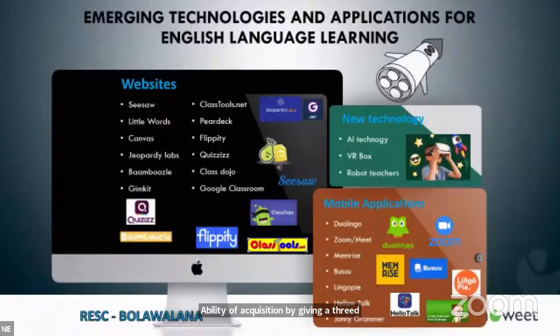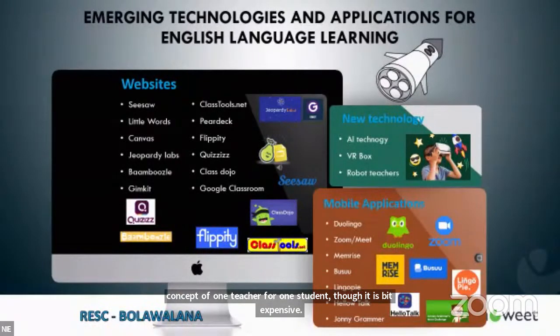The scientists and the specialists of the education field have done a collaborative research to use robot teachers for language learning under the concept of one teacher for one student. Though it is a bit expensive, they have found that it was a very successful way of learning.